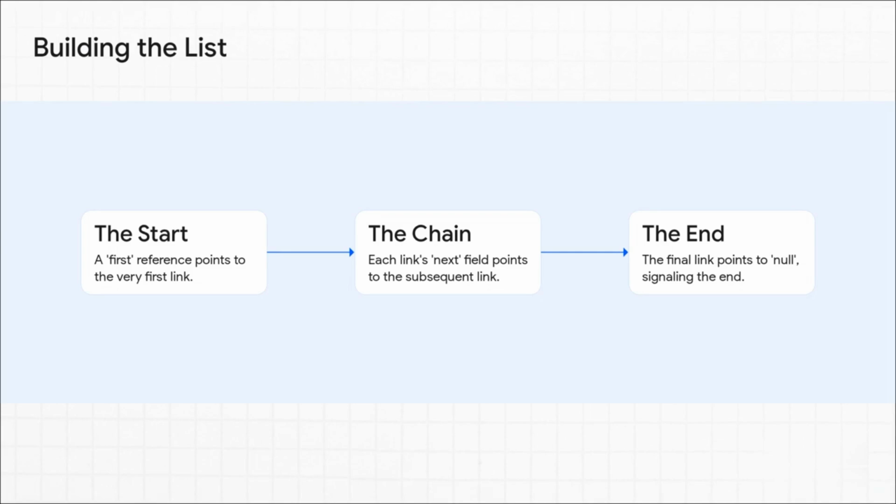And this is how we string them all together. All we need to know is one thing: where does the list begin? We call that our first reference. From there, it's a journey. You follow the pointer from the first link to the second, from the second to the third, and you just keep hopping along until you find a link whose pointer leads nowhere. We call that null. That's the end of the line.